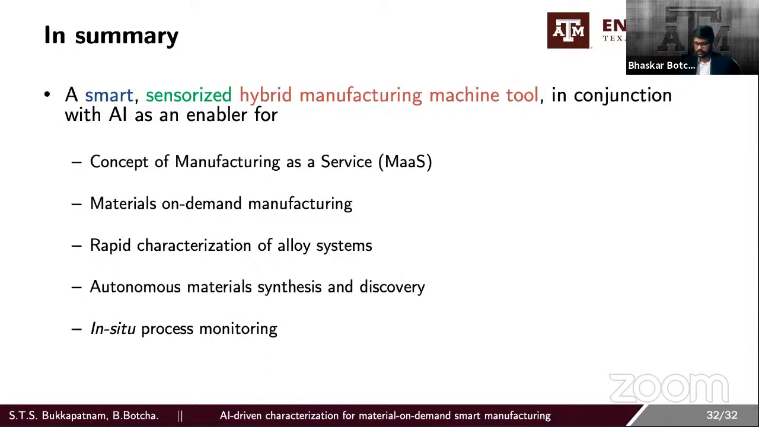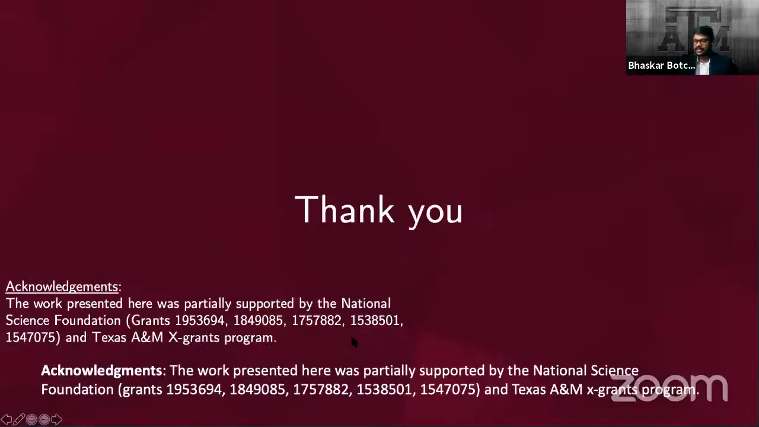So the central part is the hybrid manufacturing machine tool which we have here, and we are using that to see if we can inch forward towards autonomous material synthesis and discovery research. And that's my talk. Thank you. If you have any questions, I'll be happy to take them.